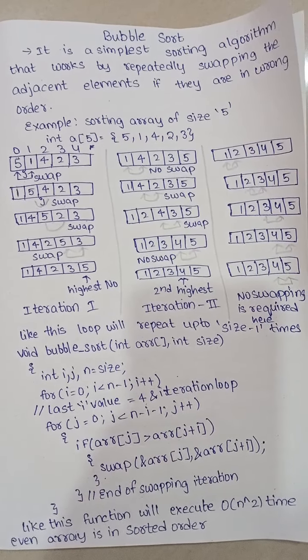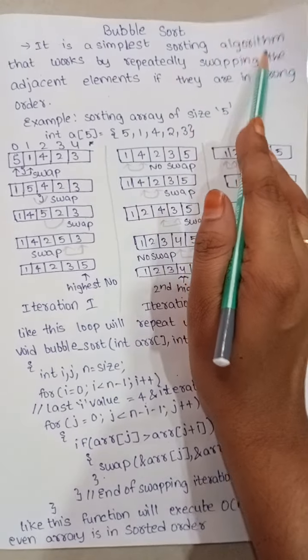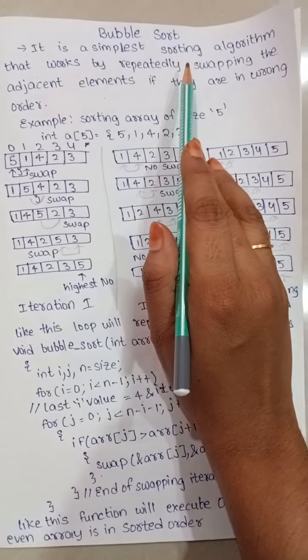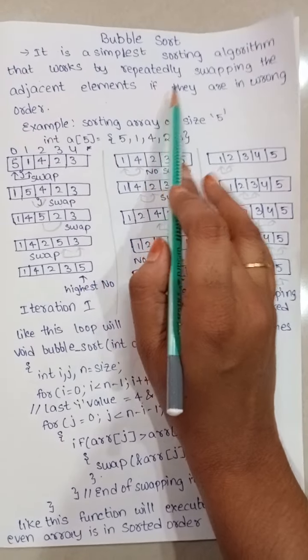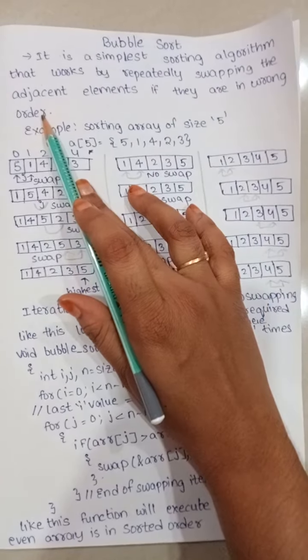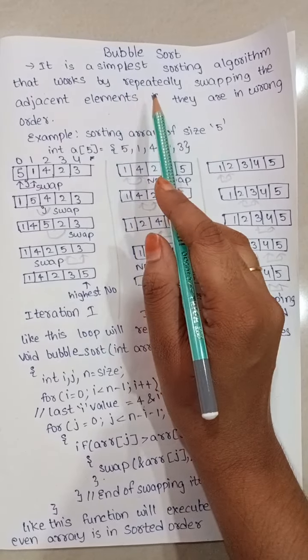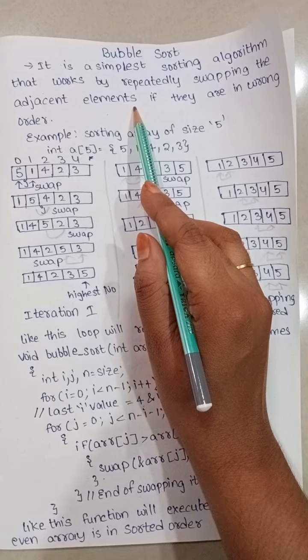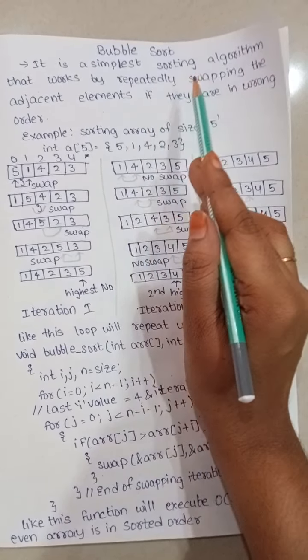Today we are going to learn about bubble sort. It is the simplest sorting algorithm that works by repeatedly swapping the adjacent elements if they are in the wrong order. It will just compare the adjacent elements. If there is any wrong order, then only it swaps them. Otherwise, it will leave them the same.